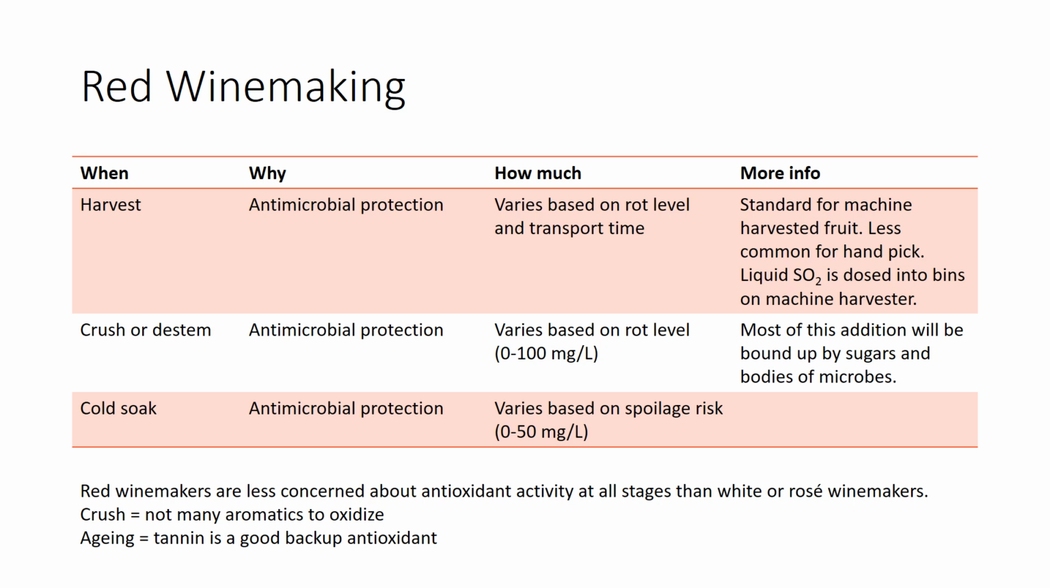So you can see here under the Ys, our red winemakers are less concerned about antioxidant activities at all stages of production when compared to white or rosé winemakers. And this is because during the crush process, there are not many free aromatic compounds that can actually be oxidized. And during aging, tannin is a good backup antioxidant.